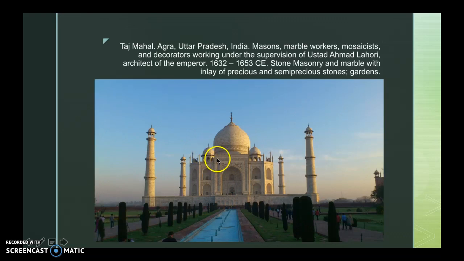So these forms here are called chhatris, and chhatris are sort of just these domed kind of porches, I guess you could say, that they also have incorporated into the Taj Mahal. So a really syncretic piece that really brings together a lot of different forms.